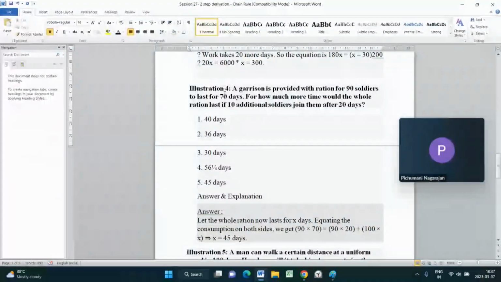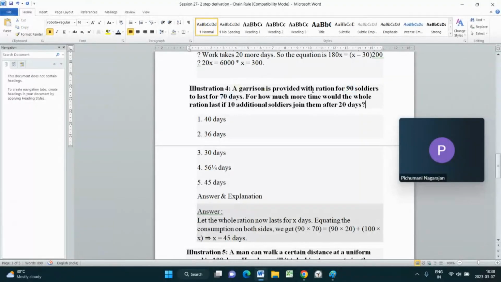Next one. A garrison is provided with ration for 90 soldiers to last for 70 days. For how much more time would the whole ration last if 10 additional soldiers join them after 20 days? This is the problem. What is the ration provided? 90 soldiers, same 90 soldiers. Ration will last for 70 days.